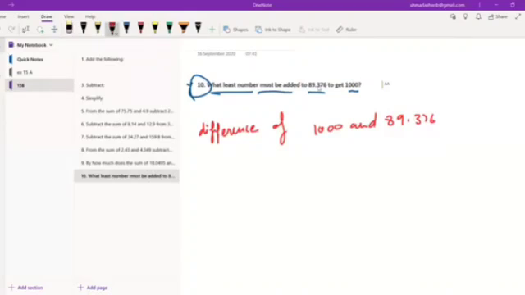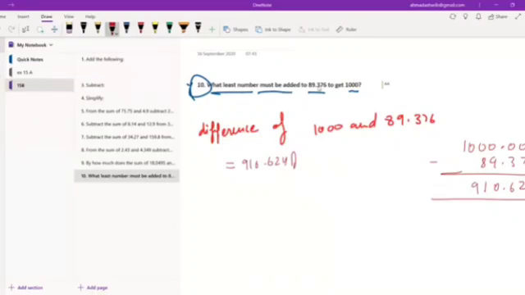So let us do it. 1000.000 and 89.376. 376 माइनस करेंगे तो this is 10. 10 minus 6 is 4. 9. 9 minus 7 is 2. 9 minus 3 is 6. 9 minus 9 is 0. 9 minus 8 is 1. 9. So 910.624. This is the answer.